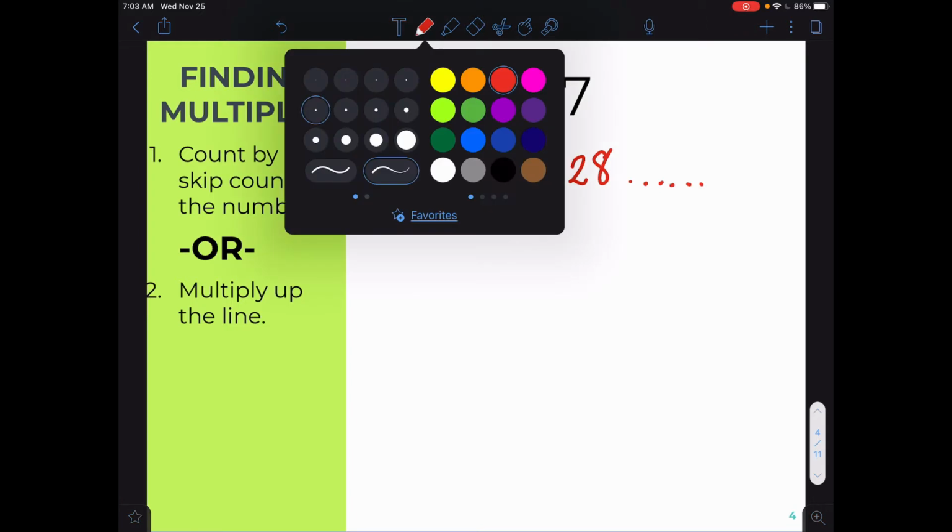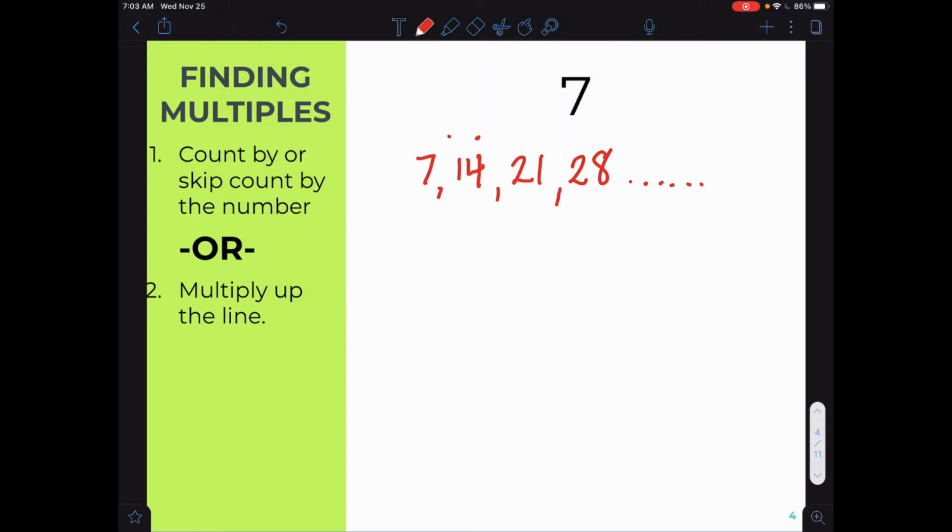Now, when we say multiply up the line, if we look at this, 7 is 7 times 1, 14 is 7 times 2, 21 is 7 times 3, 28 is 7 times 4. So I could use multiplication to find multiples as well. If I wanted to find the next multiple, I could do 7 times 5, and then 7 times 6, and 7 times 7, and so on.